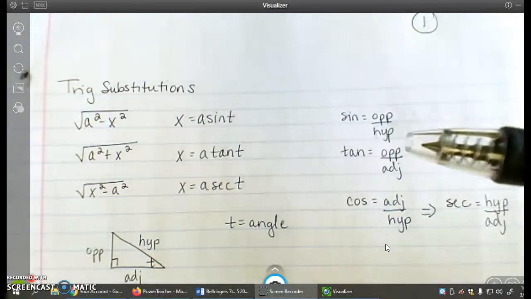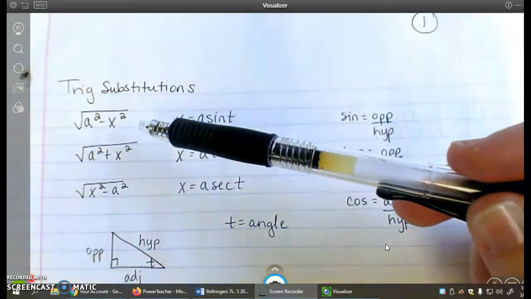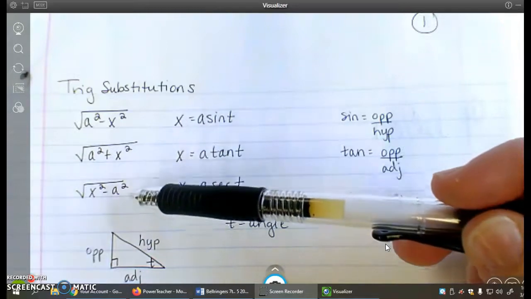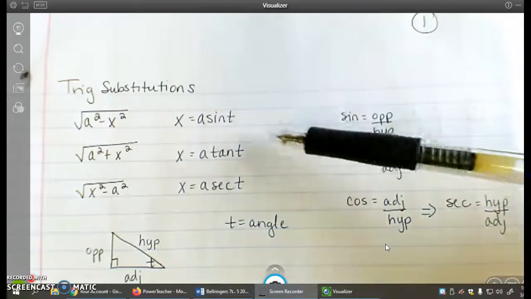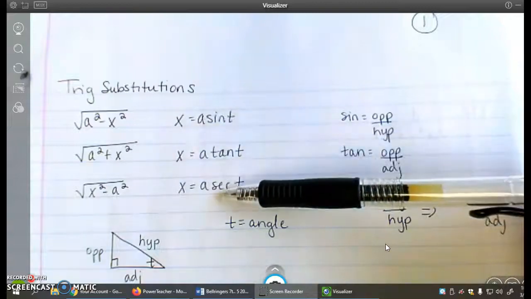So what will happen is you'll see problems where you have like square root of a squared minus x squared, or square root of a squared plus x squared. And in order to find the antiderivative of it, what you're going to have to do is substitute x to be one of these things.